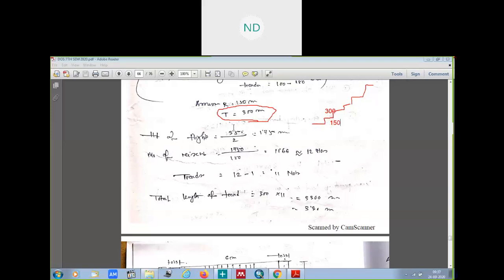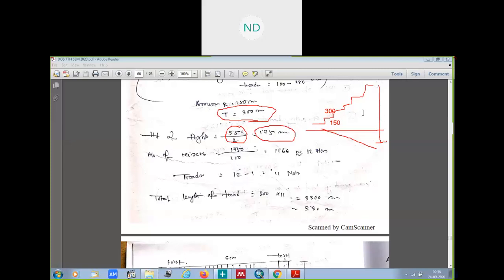The height of the flights is how much? 3.5 divided by 2, because 3.5 was our height of the floor. If we divide it by 2, we will get the steps in this way, this side one flight of stairs and this side another. So if we divide this floor height, we will know this is the height of one flight. It comes out to be 1.75 meter.